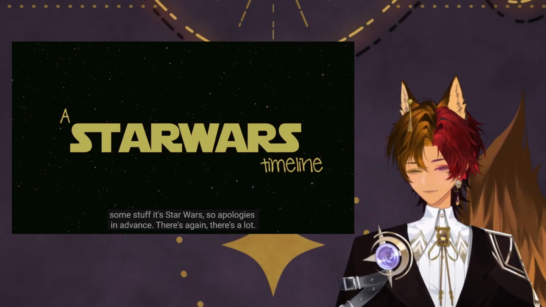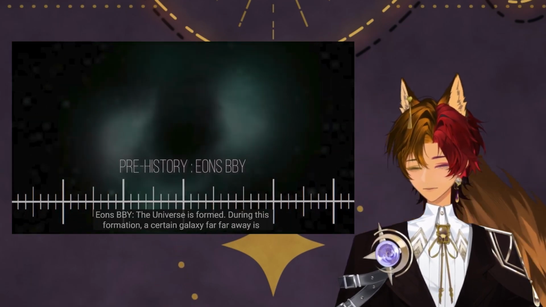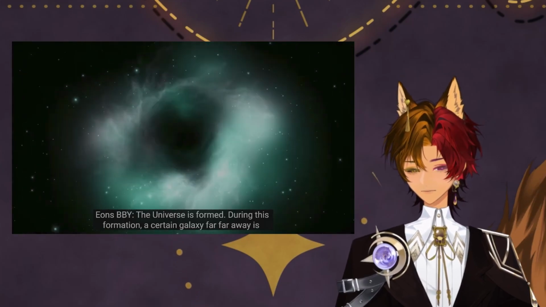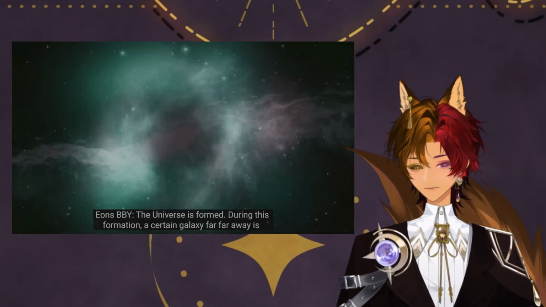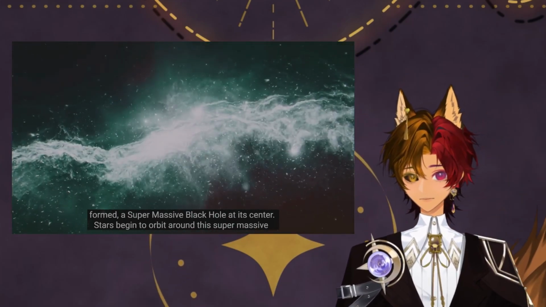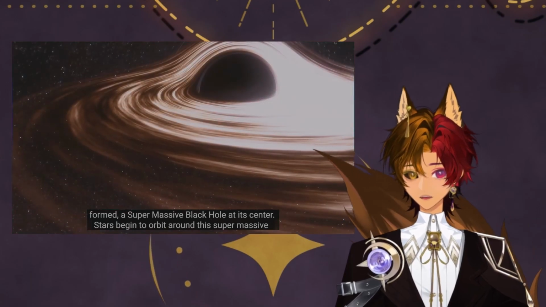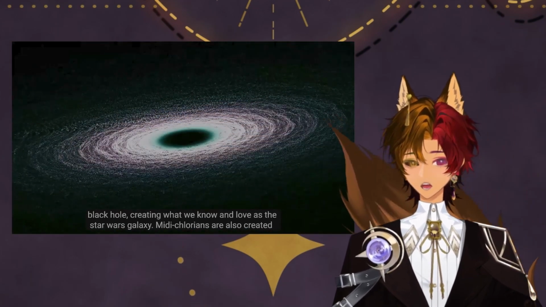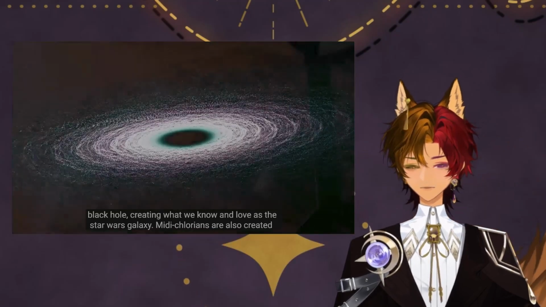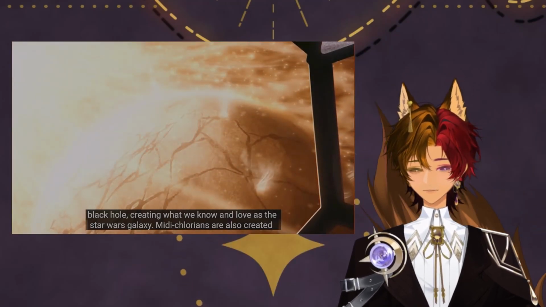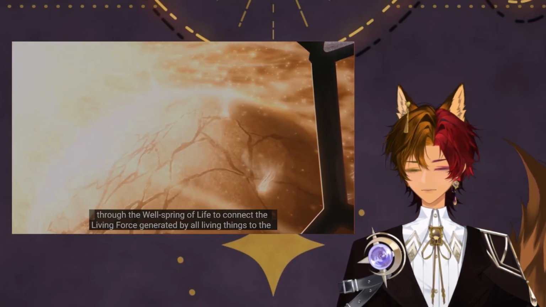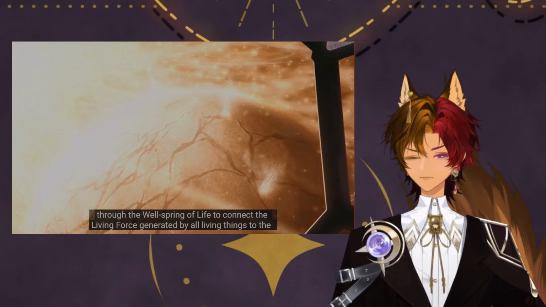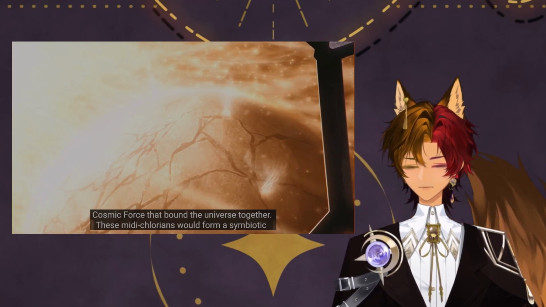There's a lot. Prehistory, eons BBY. The universe is formed. During this formation, a certain galaxy far, far away is formed, with a supermassive black hole at its center. Stars begin to orbit around this supermassive black hole, creating what we know and love as the Star Wars galaxy. Midichlorians are also created through the wellspring of life to connect the living force generated by all living things to the cosmic force that bound the universe together.